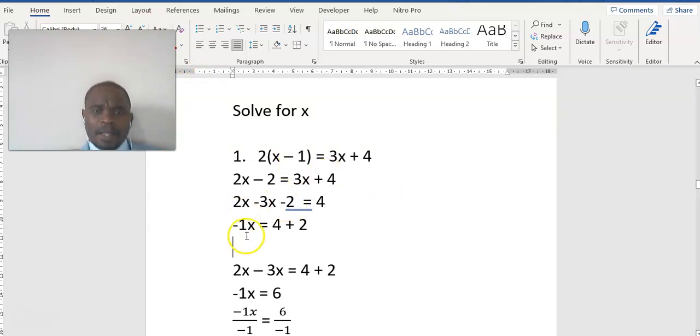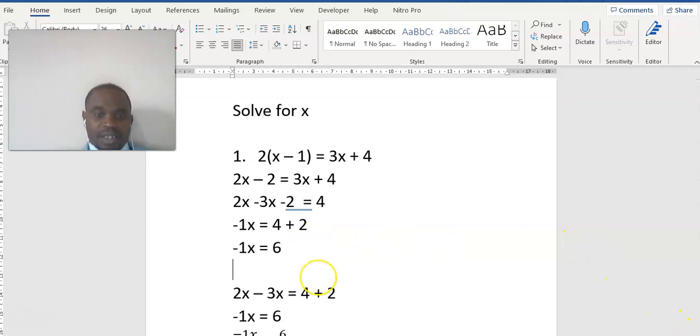Now this minus 1x, I'm going to write it again, is equal to 4 plus 2. 4 plus 2 is what? 6. Okay. Now, what am I supposed to do? I'm going to divide both sides by negative 1.